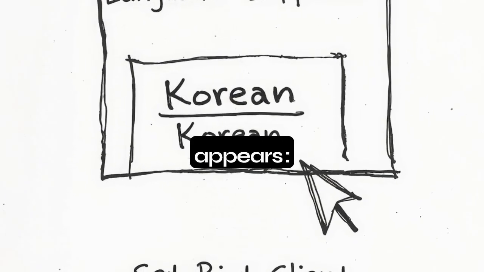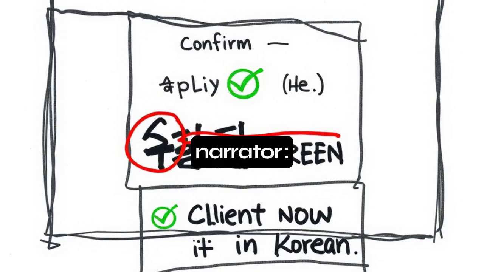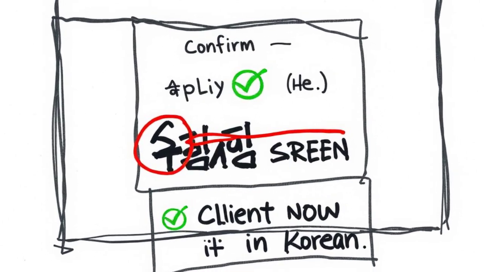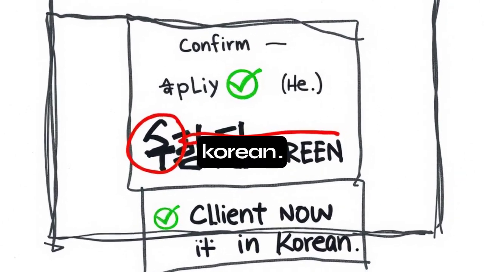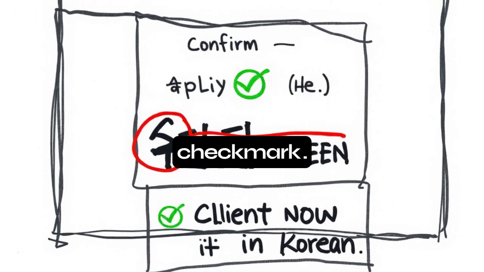Set Riot client to Korean. Click Confirm or Apply if prompted, then allow the client to reload in Korean. Client now in Korean with a check mark.